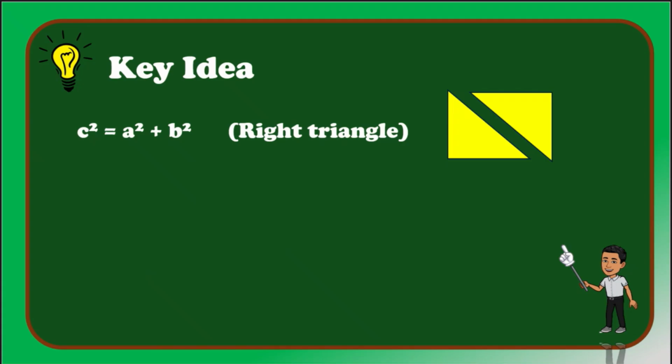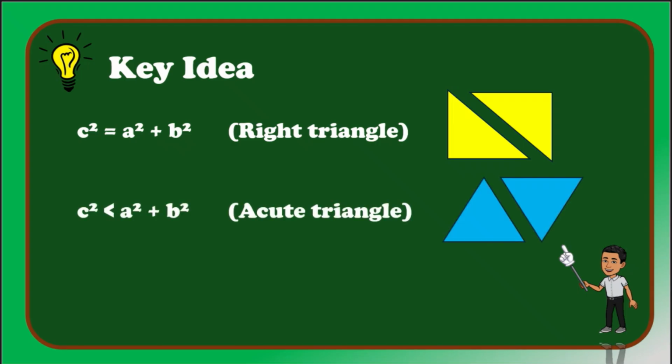C squared is equal to A squared plus B squared, where C is the hypotenuse, A is the shorter leg, and B is the longer leg. If the equation is satisfied, therefore, we have a right triangle. Let's proceed to the next one.